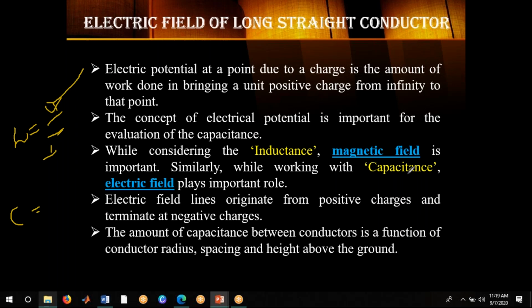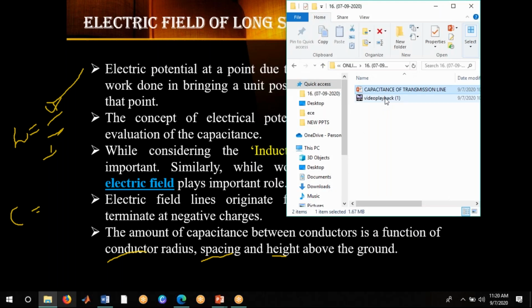Now these electrical field lines originate from positive charge and terminate at negative charge. Now I will show you one video, then you will get clarity on this. The amount of capacitance between the conductors is a function of conductor radius, spacing, and height above ground. So these three parameters play a vital role in the capacitance value. Now I will show you the video, then you will get clarity on how the capacitance works and how the charges move in the capacitor.